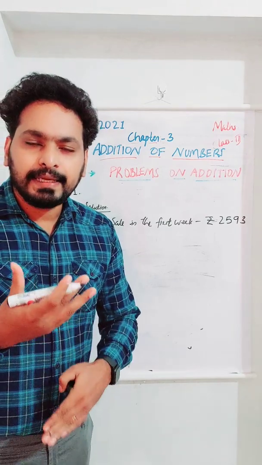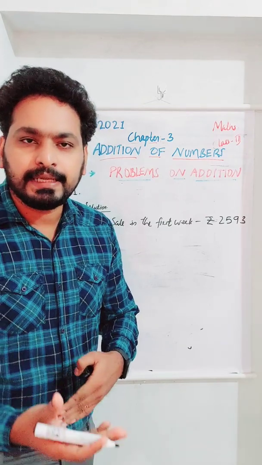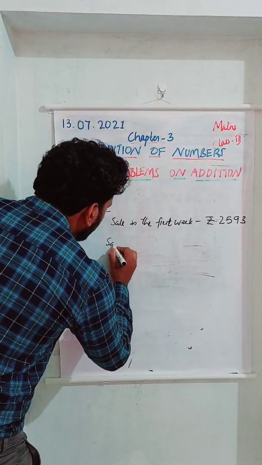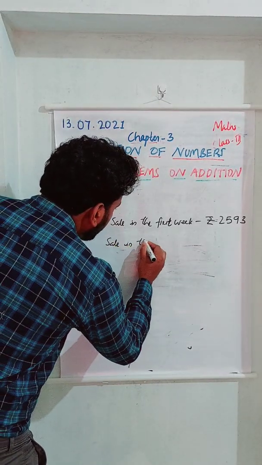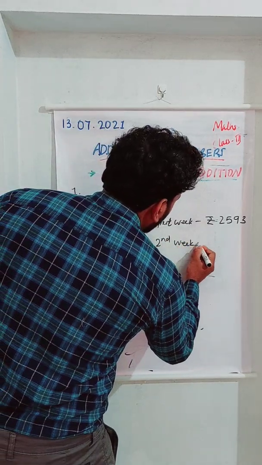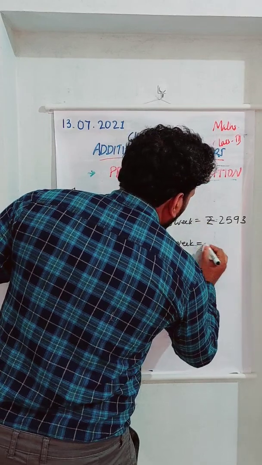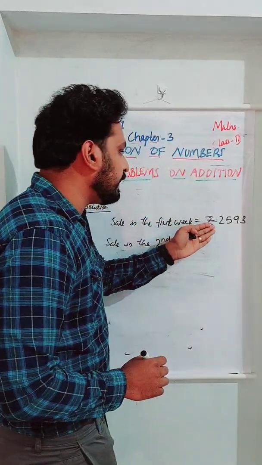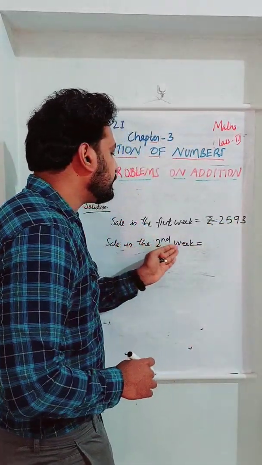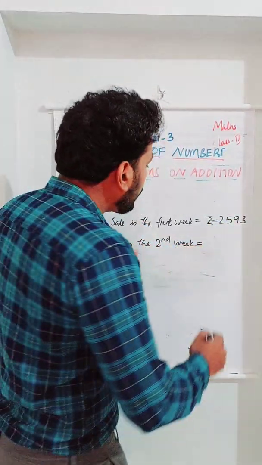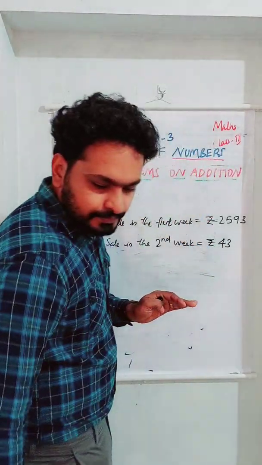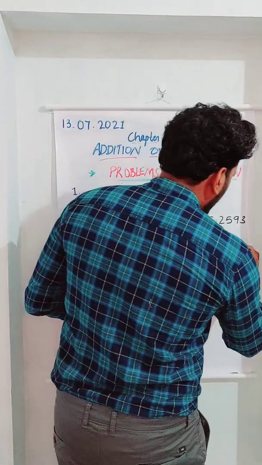And what is the next step? What is the second step? We will write sale in the second week. Sale in the first week is equal to rupees 2,593, and what is the sale in the second week? That is 4,398.